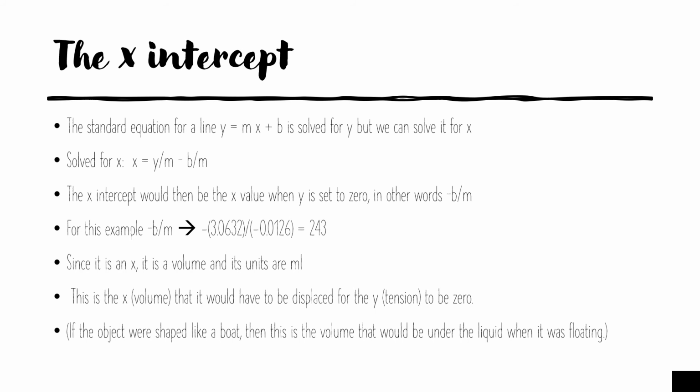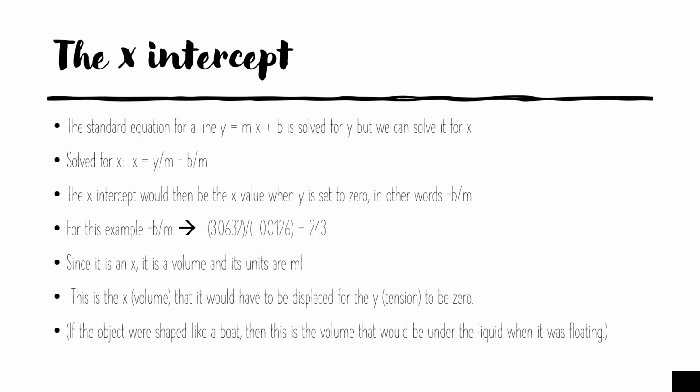We previously talked about the y-intercept. We can also talk about the x-intercept. Our standard equation is solved for y equals mx plus b. But we can also solve it for x. Divide through all terms by m, and subtract the b term, minus b on m, from both sides. Then the x-intercept will be the x value when the y is set equal to 0. As you can see from the equation above, that's minus b on m. And for our particular numbers here, that's going to be 243.